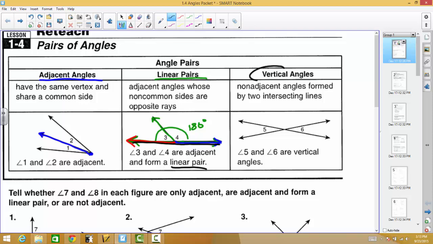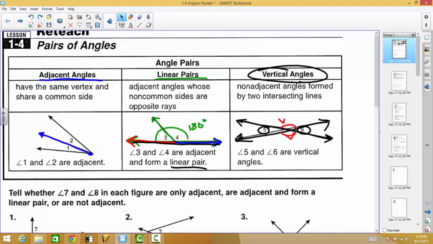And then the last one is vertical angles. They are non-adjacent angles, so they don't touch each other, formed by two intersecting lines. So 5 and 6 are vertical angles, and those angles measure the same. The two lines that create these vertical angles intersect right here. So the opposite angles are also vertical angles, this and this. This would be the same measure as this, and they are vertical angles.